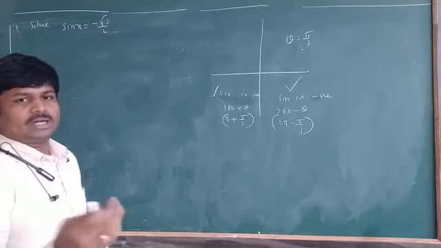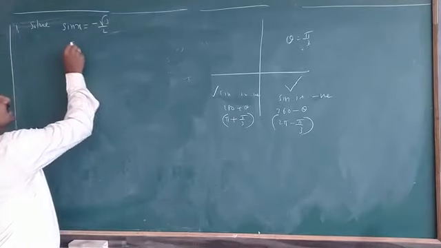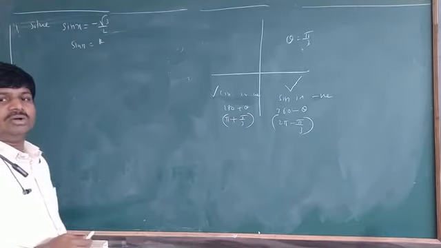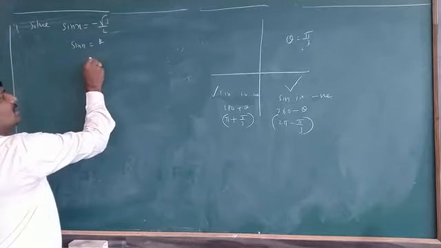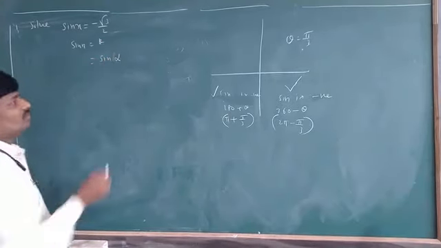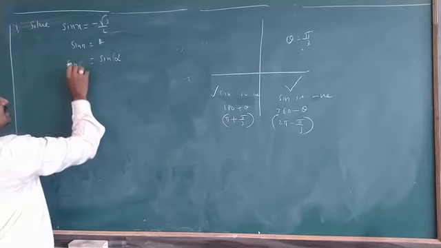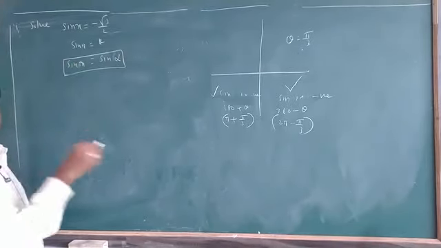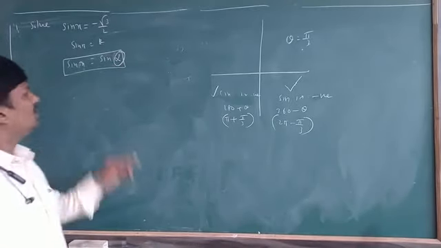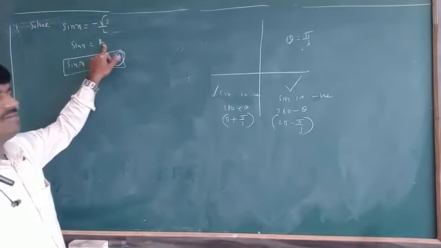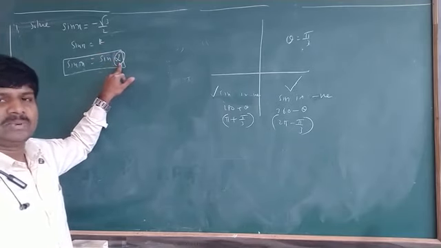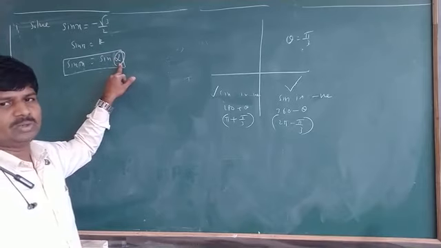So to find the general solution, what do we have to write? Which form is this? Sin x is equal to k. This k means minus root 3 by 2. You have to write this as sin of some angle, so sin x is equal to sin alpha. If you write this k value in the form sin alpha, this alpha is known as the principal solution.